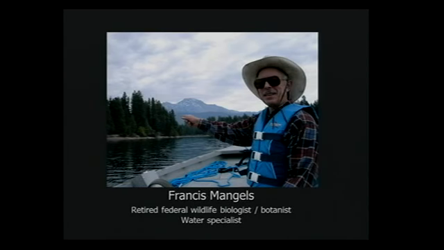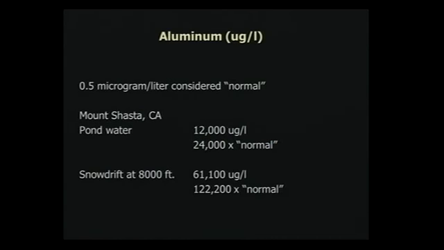Lab tests from Northern California show very high levels of aluminum and barium in soil and pond water. Francis Mangels told me that at 100 micrograms per liter, when he was working for the federal government, you were shut down. 1,000 micrograms per liter. So I asked him what normal is, what's tolerable. And he said 0.5 micrograms per liter is considered normal. So here you have the findings from pond water in Mount Shasta. You can see 12,000 micrograms per liter. UG is short for microgram, which is 24,000 times normal.